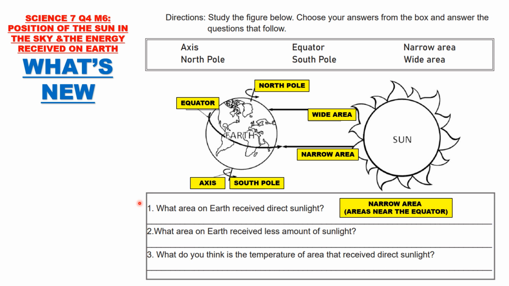Answer: narrow area, or areas near the equator. Next, number 2. What area on Earth received less amount of sunlight? Answer: the wide area or areas at higher latitudes. And number 3. What do you think is the temperature of the area that received direct sunlight? Answer: high temperature.